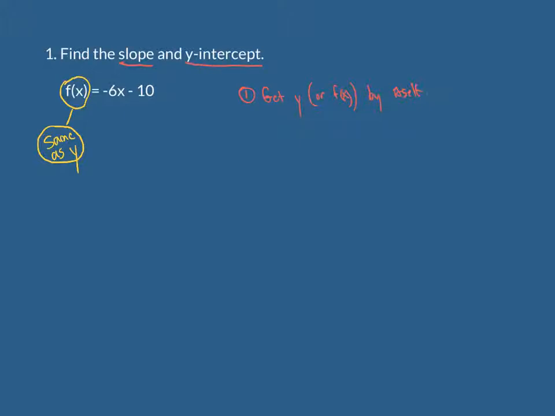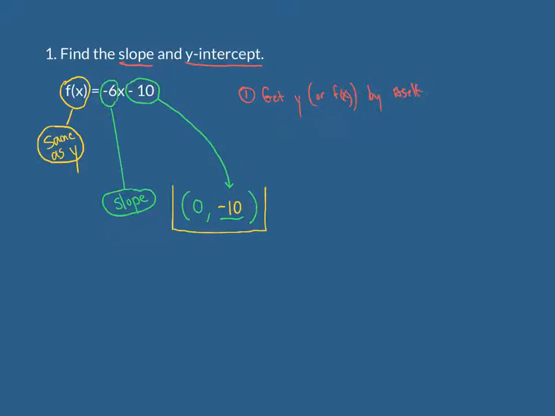And that comes from the number that's in front of x, this -6. That's going to be our slope. And then our y-intercept is going to be an ordered pair that starts with 0. And the y value is going to come from this number here. So both those things we can tell: the slope, -6, whatever's in front of x, and then the y-intercept is 0, -10.